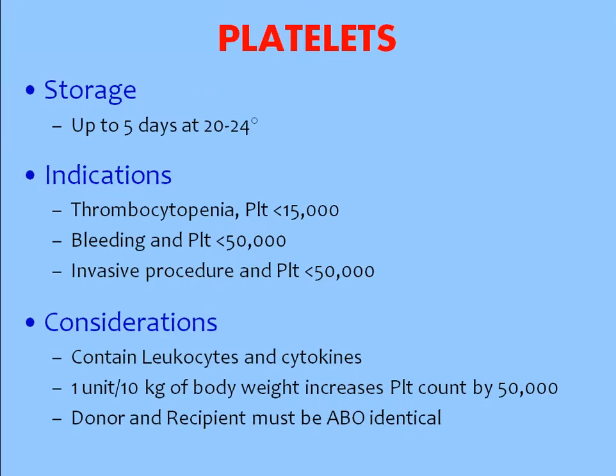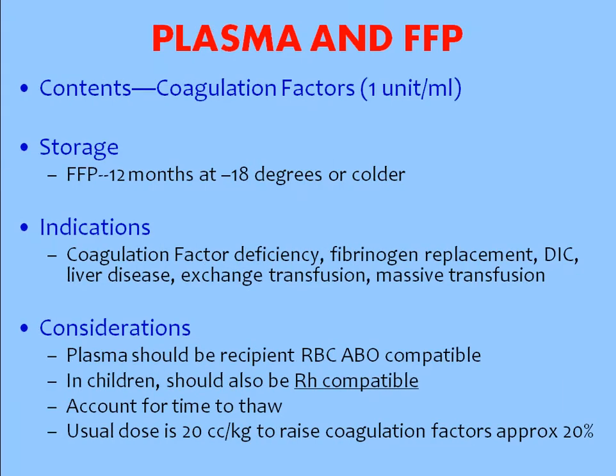And platelets. Storage is up to 5 days at 20 to 24 degrees Celsius. Indications would be thrombocytopenia; the most common condition causing acute thrombocytopenia is dengue, as you all know. Then bleeding, platelet count less than 50,000 during surgeries, and invasive procedures with platelet count less than 50,000. The consideration is that 1 unit per 10 kg of body weight increases platelet count by only 50,000, so you have to correct accordingly. Donor and recipient must also be ABO identical with platelets.